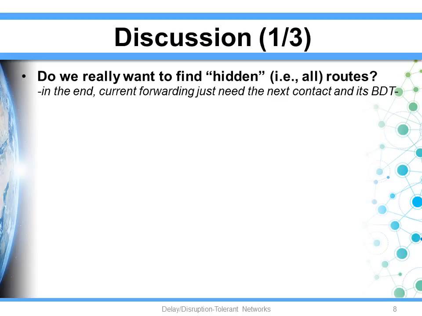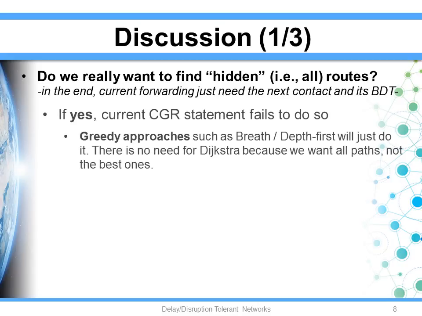It's rather philosophical, on the usage of schedule-aware routing, and it has importance because in the end the current forwarding only needs the next contact. So we only want to know the next hop. We don't really want to know the complete path to our given destination. So there are possible answers to this question. If we do want to find all routes, current CGR fails to do so. It's not accurate enough, so some changes are needed here.